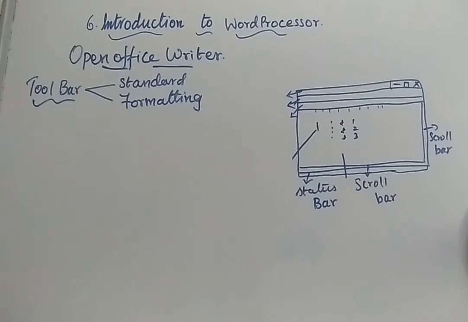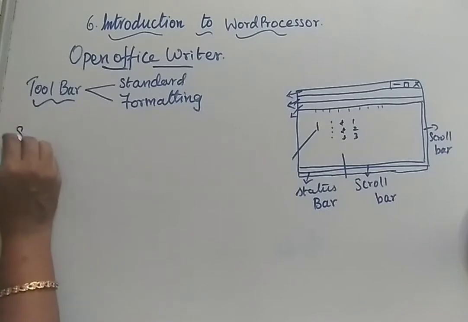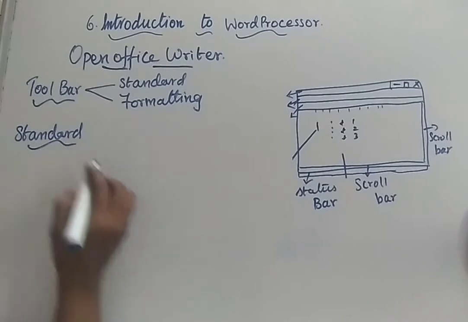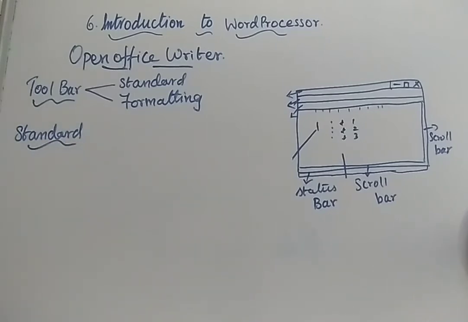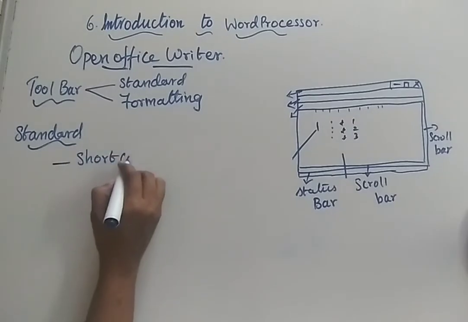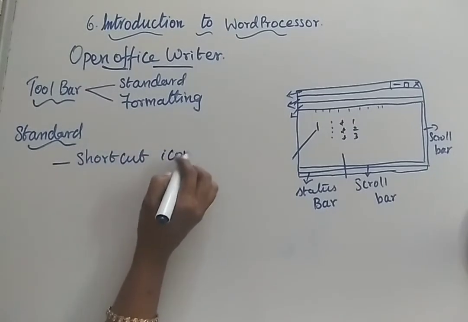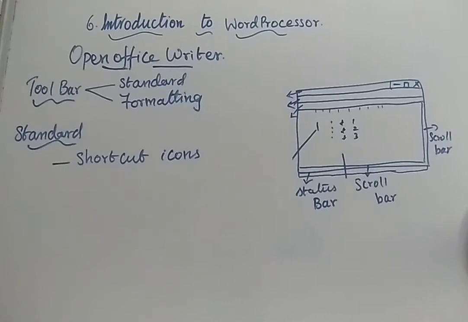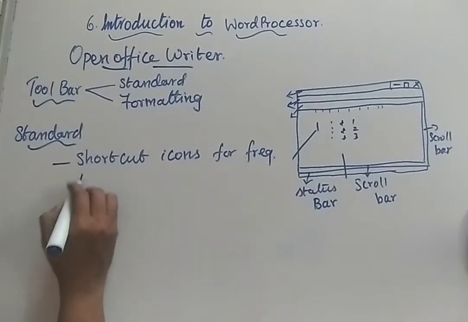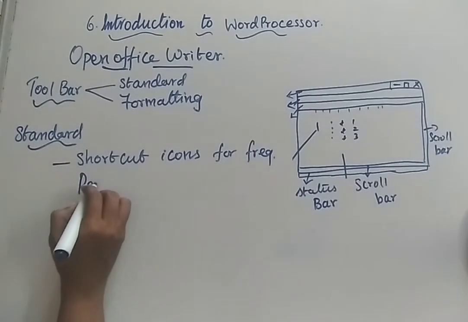By the name itself, what do you mean by standard toolbar? First we are going to see the standard toolbar. By the name itself, you can tell what it is going to have. Yes, it is going to have the shortcut icons for frequently performed tasks. Just now I told you, no? Everything will be displayed in a figurative form for you. Shortcut icons for which ones? For frequently performed tasks. Whatever you are going to perform frequently, that only will be displayed here.